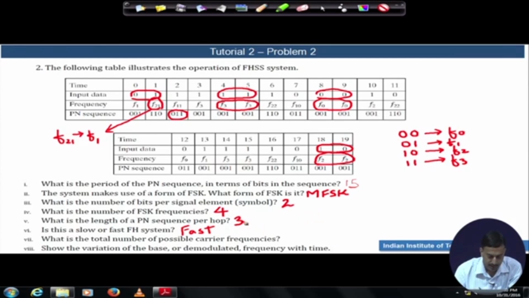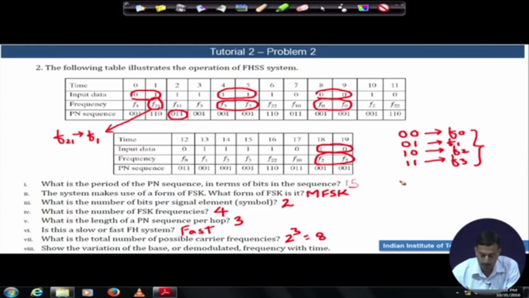Since we have 3 bits per PN sequence, we can have as many as 2 raised to 3, which is equal to 8 carrier frequencies. And finally we need to figure out a way to demodulate the frequencies. So the question is how to map these frequencies F21, F22, F10 back to a frequency which belongs to this set, which is nothing but the modulating frequency.